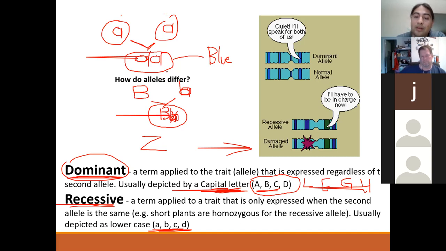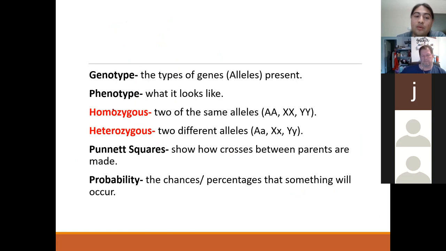That leads me to the next explanation, which is homozygous and heterozygous. When an organism has two of the same alleles, it is called homozygous. Homo means the same, and zygous comes from the word zygote. When you mix the gametes together, after the fertilization process, they have a zygote. So when these alleles are the same, they are called homozygous.